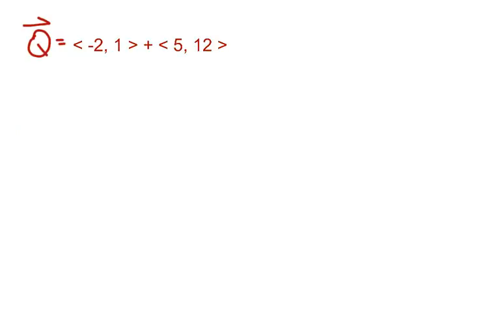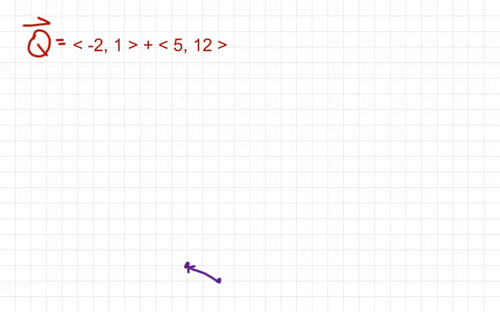Okay, let's try another one. We're going to find vector q, which is the result of adding the two vectors negative 2, 1 and 5, 12. On your grid, at the bottom of your notes page, where your point number 1 is, you're going to draw first the vector negative 2, positive 1. Just start at that point 1, negative 2 and positive 1. Negative means go left, and then go up 1. That's your vector negative 2, 1.